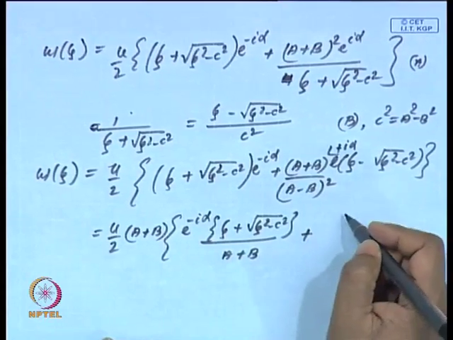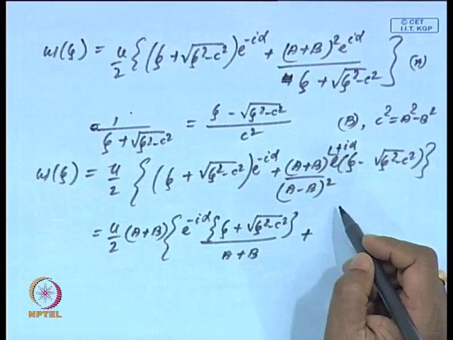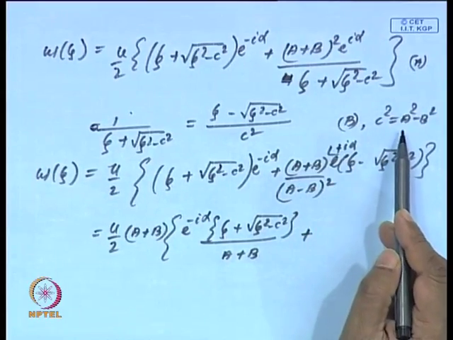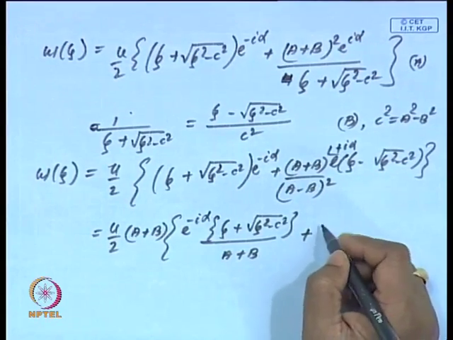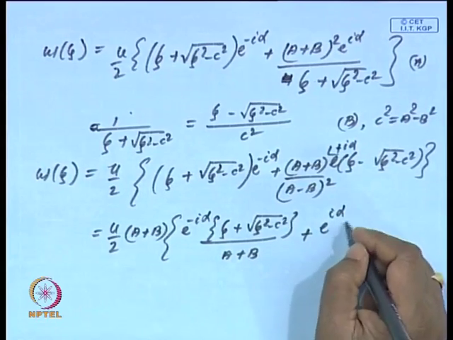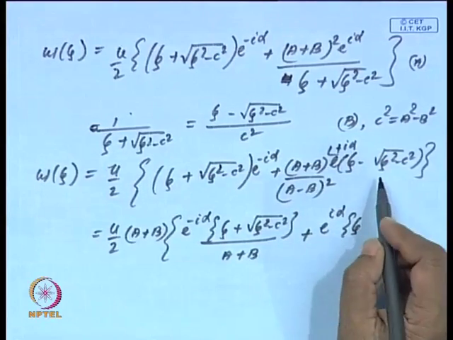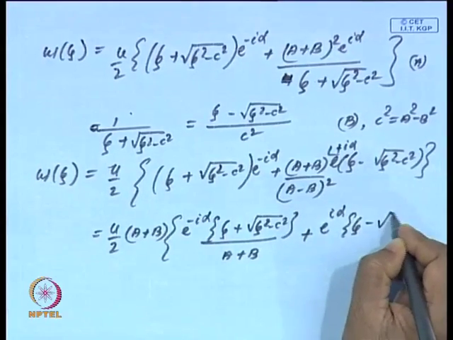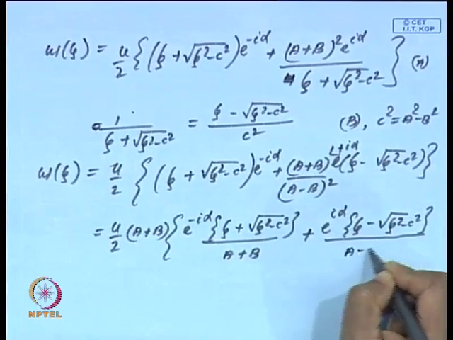So that will give us a plus b. Okay, so c square is, because c square is a plus b square, so this is I plus e to the power I alpha. Okay, e to the power I alpha into zeta. Okay, zeta, this will give me minus zeta square minus c square divided by a minus b. Yes.